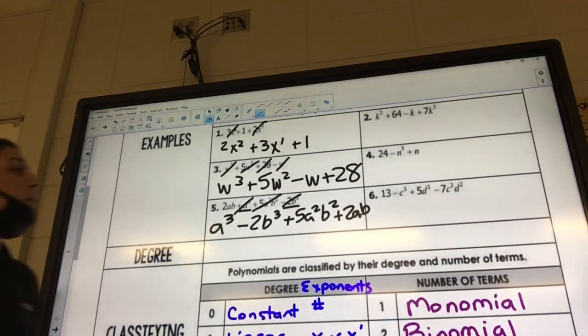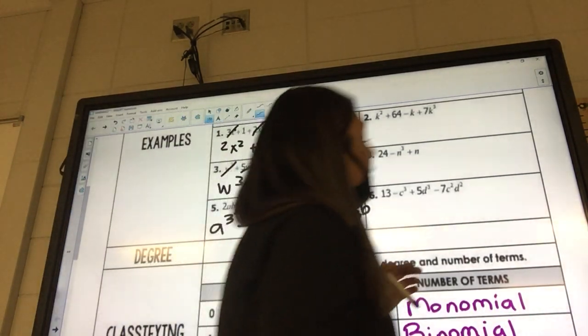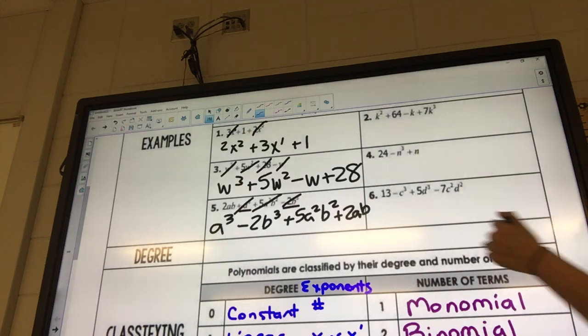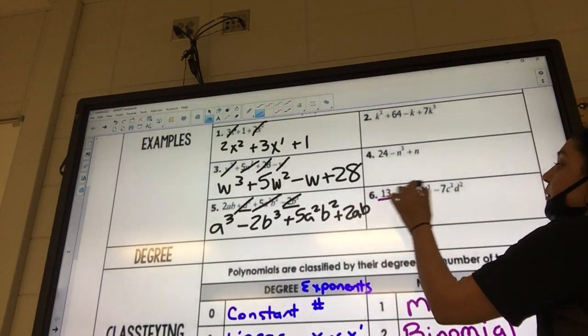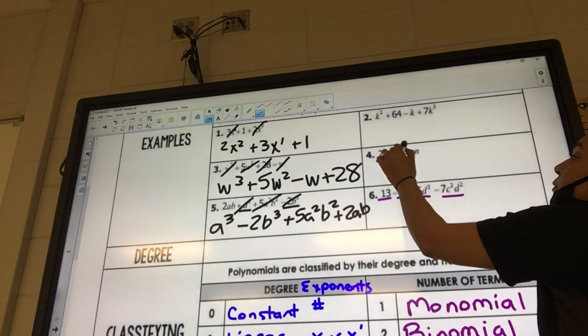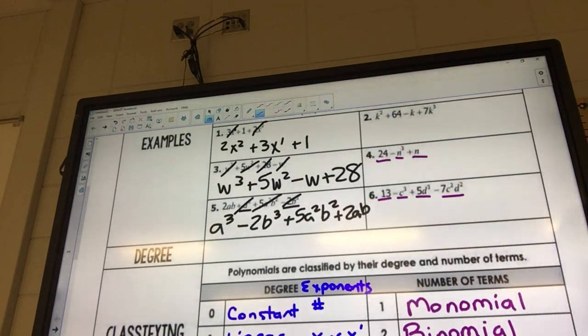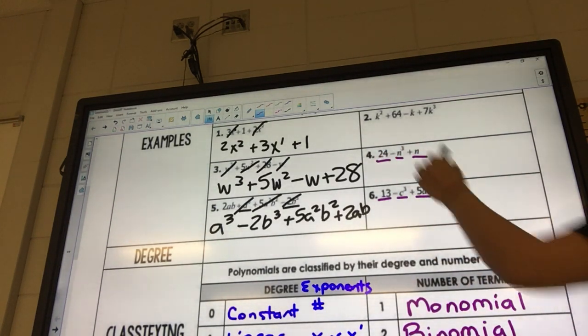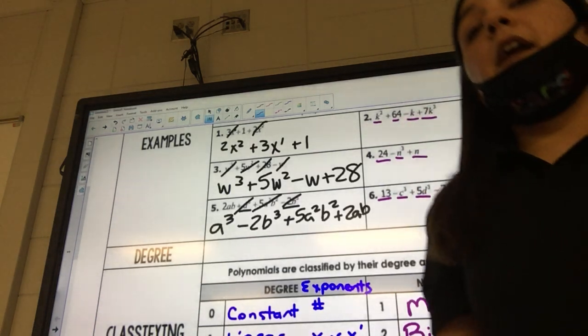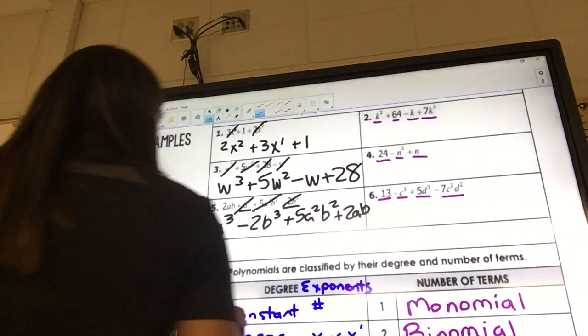Okay, so if we look up here, when we count the number of terms, this is what I'm talking about. When I say monomial, binomial, trinomial, we got 1 term, 2 terms, 3 terms, 4 terms. So what would that classify as? Polynomial. Okay, what about this one? 1 term, 2 terms, 3 terms. Trinomial. Okay, this one's got 1, 2, 3, 4. Polynomial. Okay, so that's what I mean when I say number of terms.